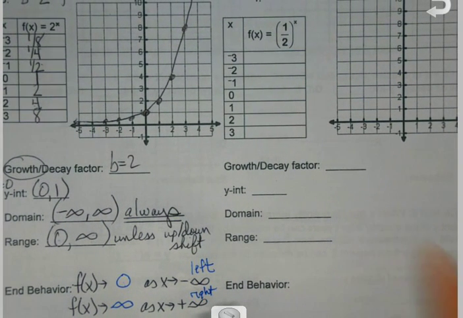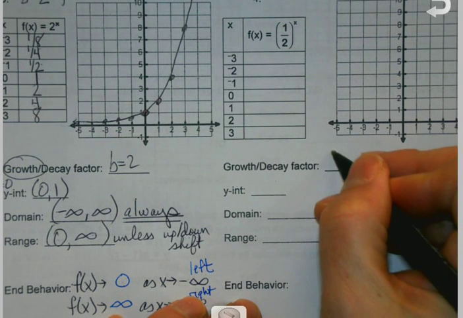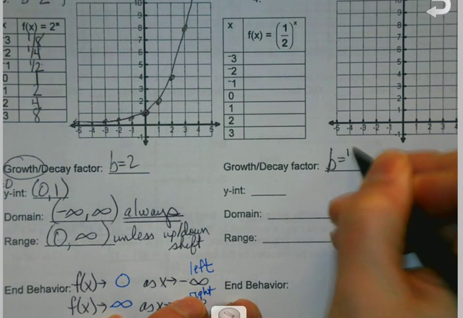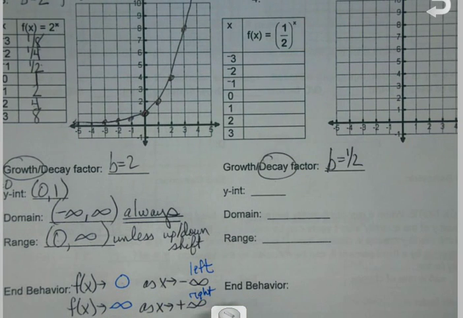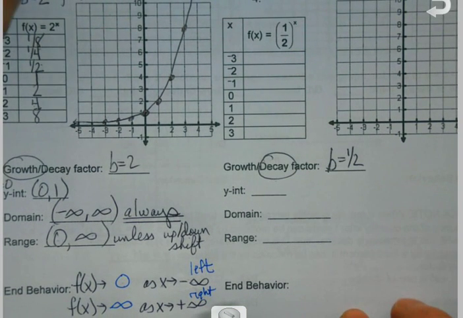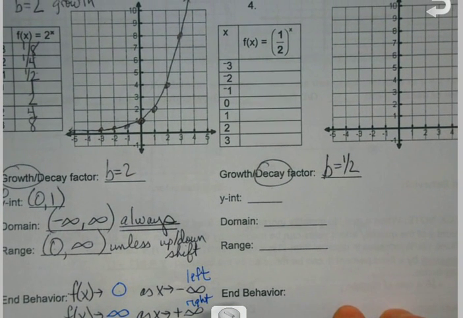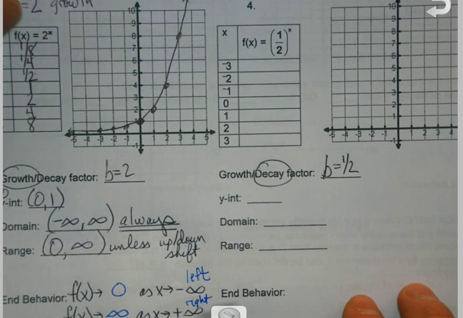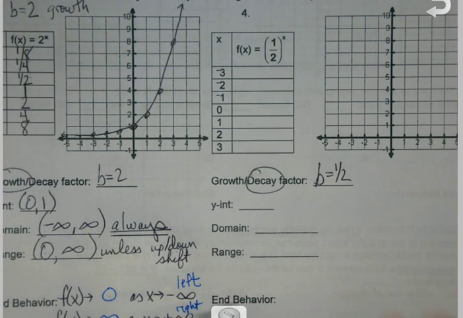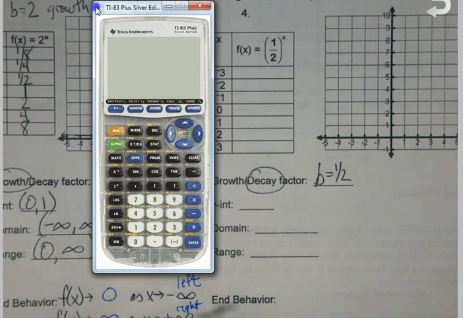All right, so what's my growth or decay factor for 4? 1/2. So if it's 1/2, is it growth or decay? It's decay, because it's between 0 and 1. So I know my graph's going to be going down to the right. So again, I've got choices on how I want to tackle this. I mean, if I'm in class and I've got the calculator, fine, I'll go ahead and use it. I'm not going to say I never should.